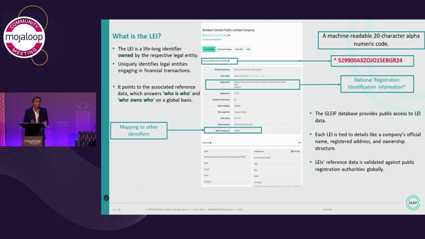So before I go into the whole pilot, I always like to explain what the LEI is. It's basically a lifelong identifier that is owned by a legal entity. It's a global identifier, and it's unique to a legal entity or a business entity, or a merchant in the case of Mojaloop systems. And I like to say that the LEI answers the question of who is who and who owns who on a global basis.